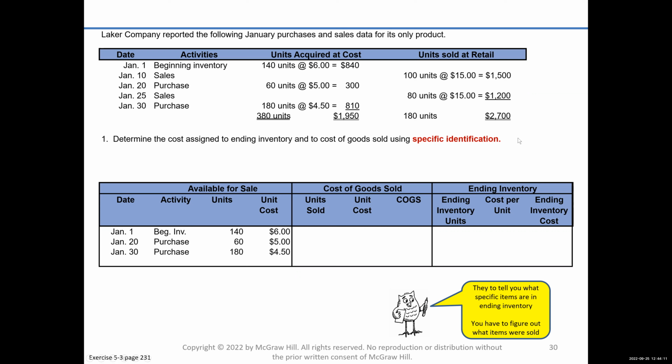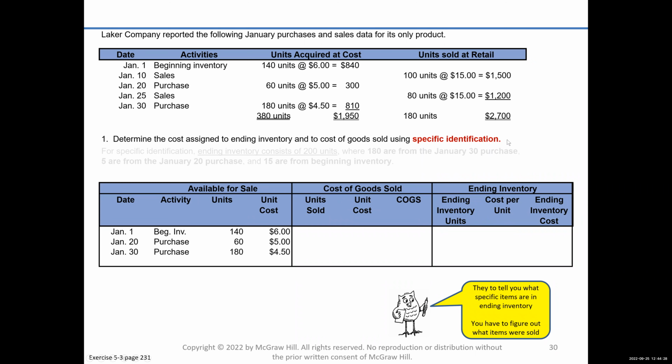identification. Under specific identification, they tell you what is in your ending inventory. They have to do it. That's what specific identification is. It's not a cost flow assumption. They have to tell it to you, and when you do your homework, it's the same thing.